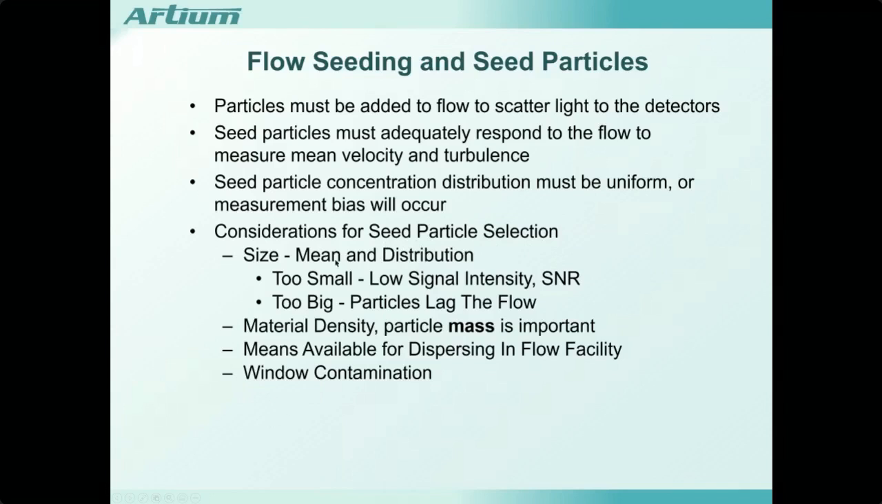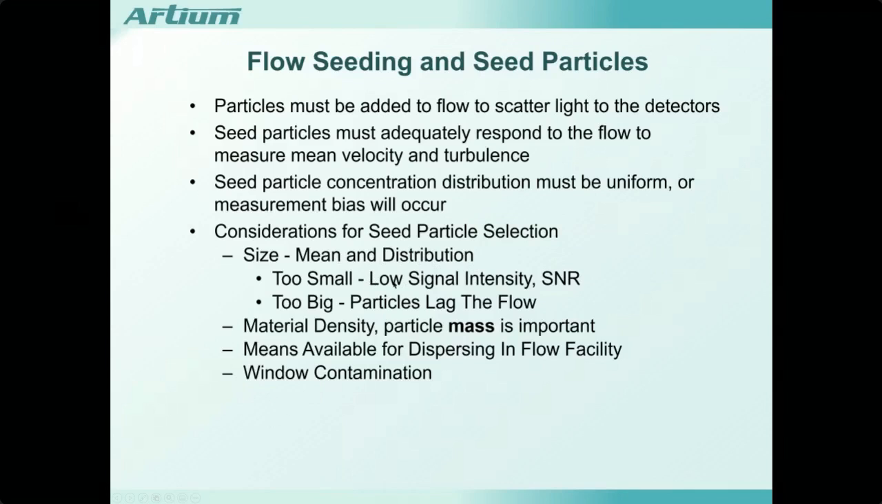Considerations for seed particle selection. Well, size. We need to know the mean and the distribution. Generally, people report, well, I have 3 micron or 5 micron particle size, but typically sizes are not mono-sized or monodispersed. They have a distribution, and very often the skewness of that distribution has a tail out into larger particles, and those are the particles that are actually being detected and measured. So that's a caution that needs to be observed.